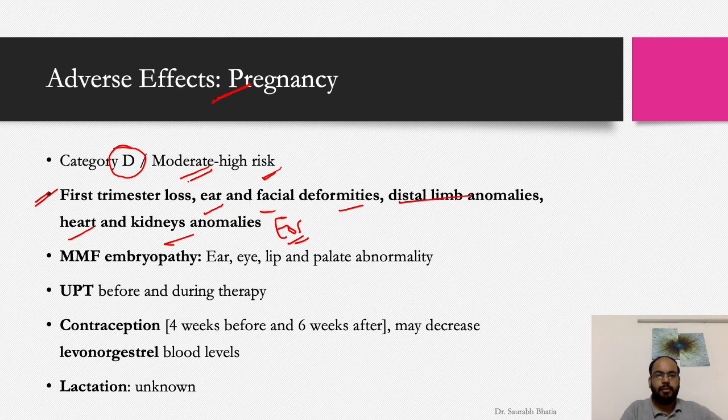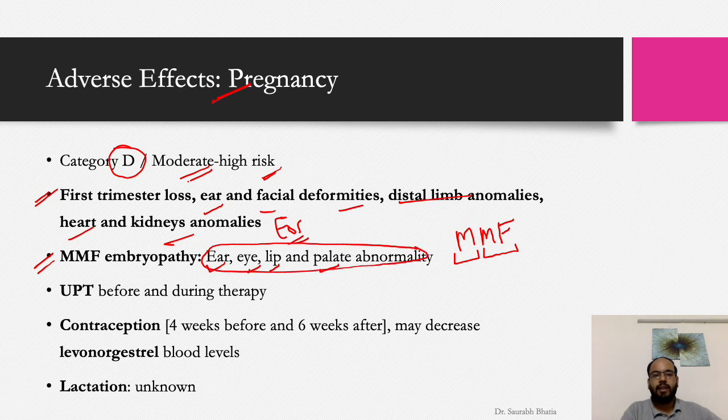So just to remember, MMF: malformations of the middle face. This is known as MMF embryopathy. So middle face malformations like those involving ear, eye, lip and palate abnormality. So all the mid-facial structures are deformed when MMF is taken during pregnancy, and that is known as MMF embryopathy. So you can remember it as malformations of the mid-face. So because of that, UPT before and during therapy is warranted.